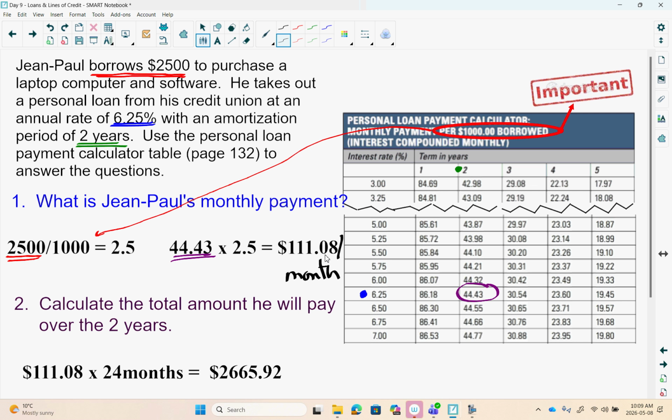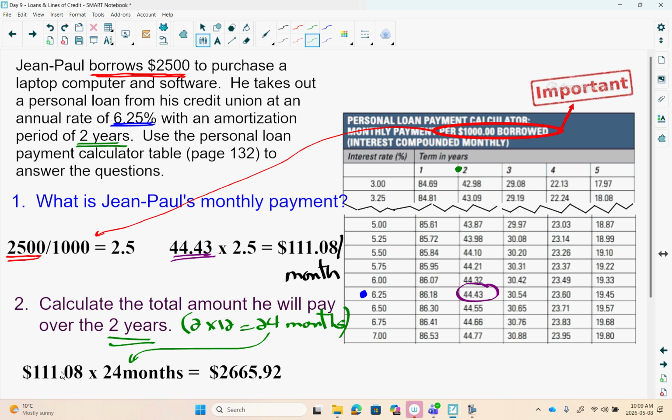If he borrows it for 2 years, if they want to know the total amount he'll pay back in 2 years, you have to change 2 years or whatever number of years to months. How would you do that? How many months are in 1 year? 12. So how many months would be in 2 years? 24. You would go 2 times 12 equals 24 months. So however many years you borrow it for, change it to months because we've got a monthly payment.